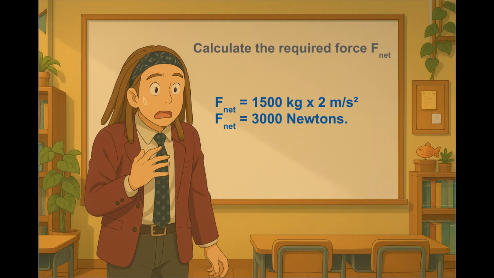Step 2. Calculate the net force required to accelerate the car. Using Newton's second law, F equals m times a. F net equals 1,500 kilograms times 2 meters per second squared equals 3,000 newtons. This is the force that the engine must provide at the wheels to make the car accelerate as specified. For simplicity, we are considering only the force required for acceleration here, ignoring other forces like air resistance or rolling friction, as they are not provided in the problem.